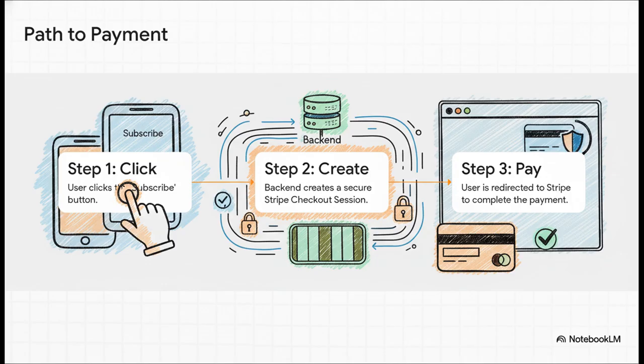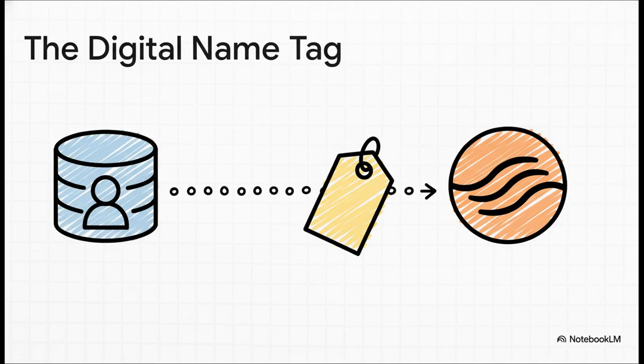And this is so important. Our app never even sees or touches your credit card number. Now here's the absolute secret sauce. Before our app sends you off to Stripe, it attaches what you can think of as a digital name tag to that session. This tag is your unique ID from our database.